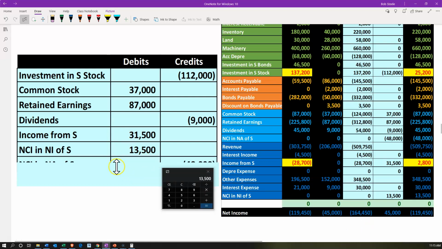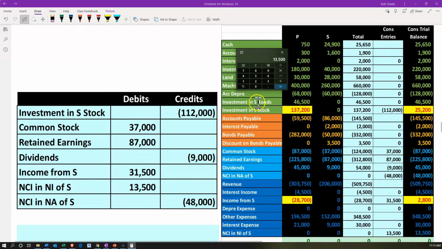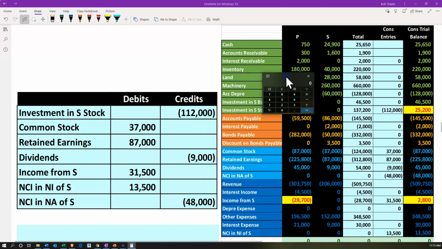Then we're going to go to the non-controlling interest in net assets. So now this middle portion, all of this stuff, represents basically net assets or the equity section at this point, which we will then break out between the controlling and non-controlling interest, 70 and 30% respectively. So we can add this up in a couple different ways. We can say, why don't we add up the assets minus the liabilities? 24,900 plus 1,600 plus 4,000 plus 28,000 plus 26,000 minus 60,000 minus 86,000 minus 2,000 minus 50,000 plus 3,500, and that'll give us 160,000.